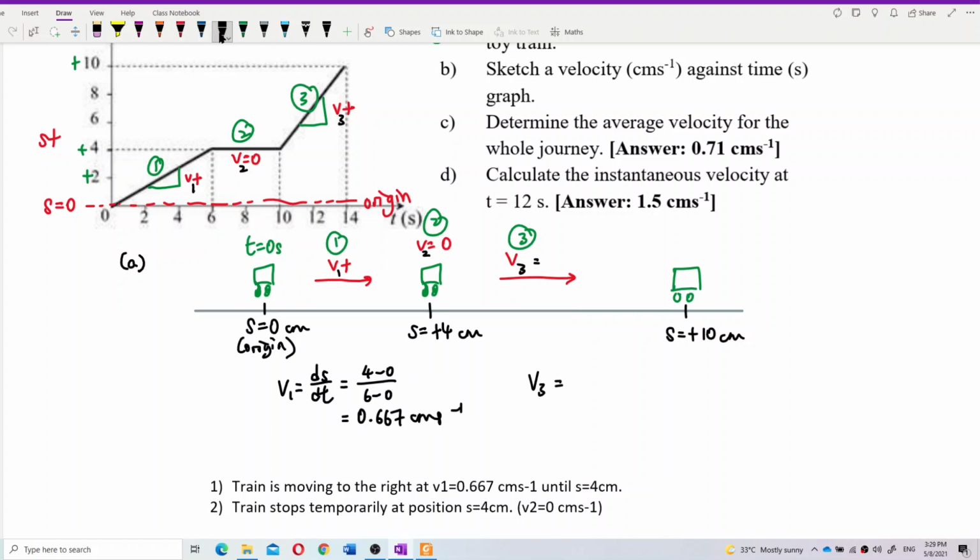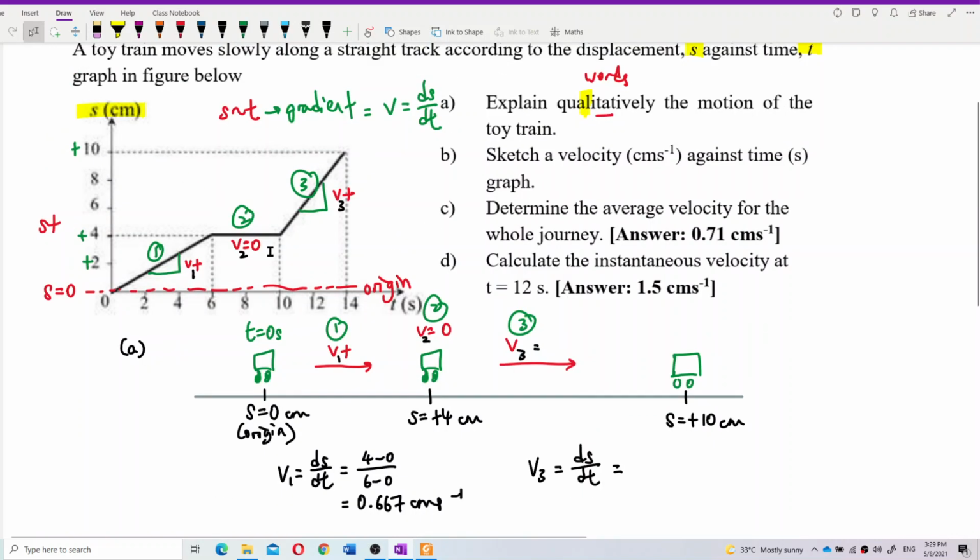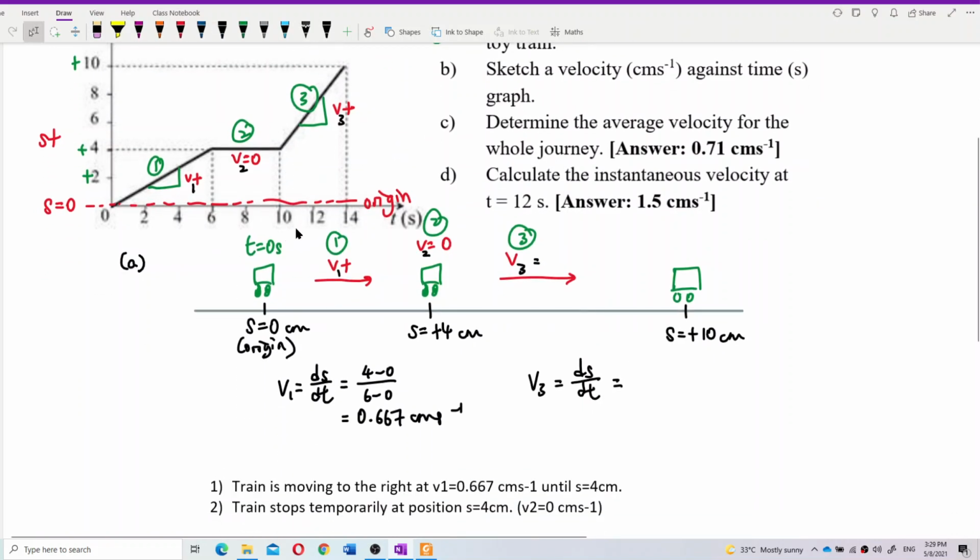Velocity 3 is the gradient at that point, the gradient of this one. So it is 10 minus 4 divided by 14 minus 10. So what's the answer? Okay, I got the answer is 1.5 centimeter per second.